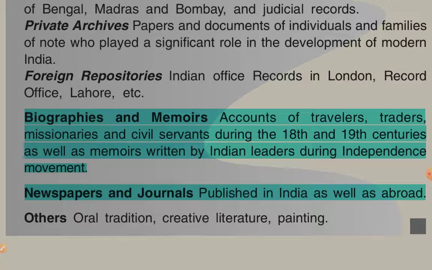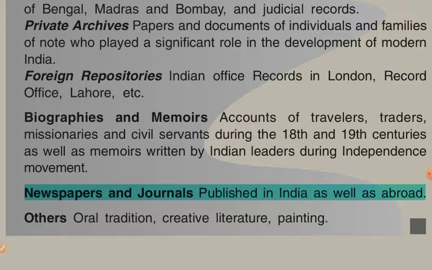Biographies and memoirs: accounts of travelers, traders, missionaries and civil servants during the 18th and 19th centuries, as well as memoirs written by Indian leaders during the independence movement. Newspapers and journals published in India as well as abroad. Others: oral tradition, creative literature, painting, etc.